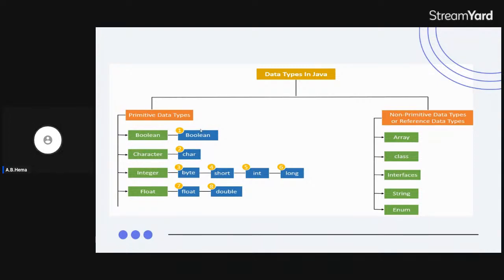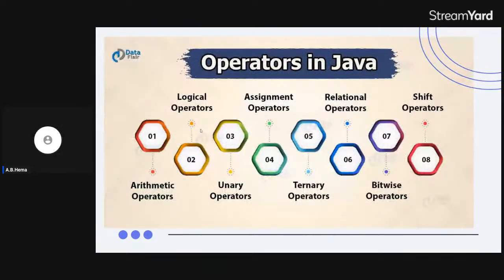So now let's move on to the operators concept in Java. First of all, what are operators? Operators are special tokens which we use in a program, and they perform a special operation on operands. These operators are divided into many types, as you can see here, and I'll go through them one by one.